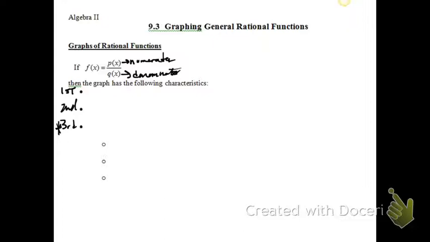To begin with, we're going to try to plot our x-intercepts. And you know that x-intercepts are just where the graph is going to intersect the x-axis. The easy way to find the x-intercepts is by simply setting p of x, which of course is our numerator, equal to 0 and solving for x. That's going to give you the x-intercepts.